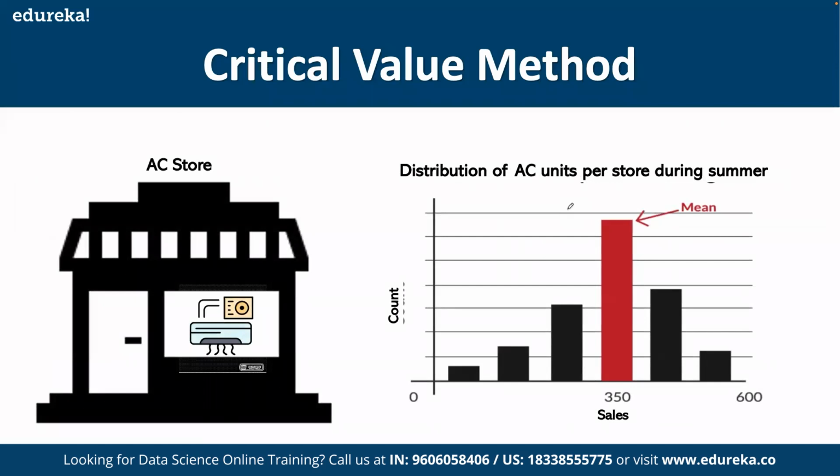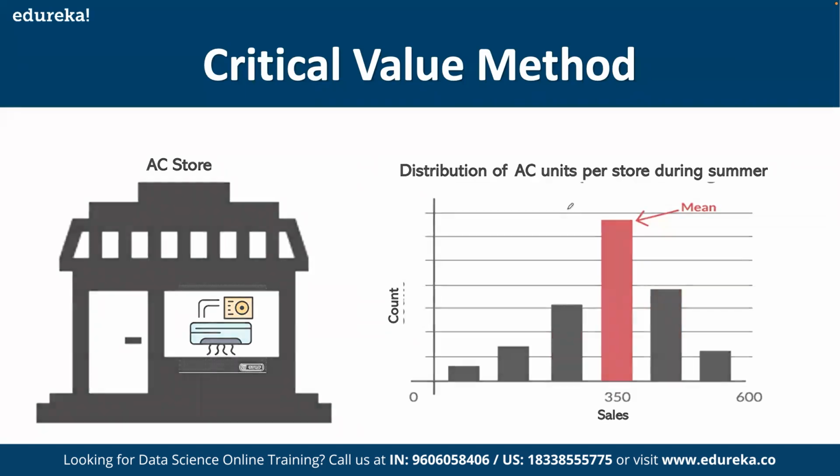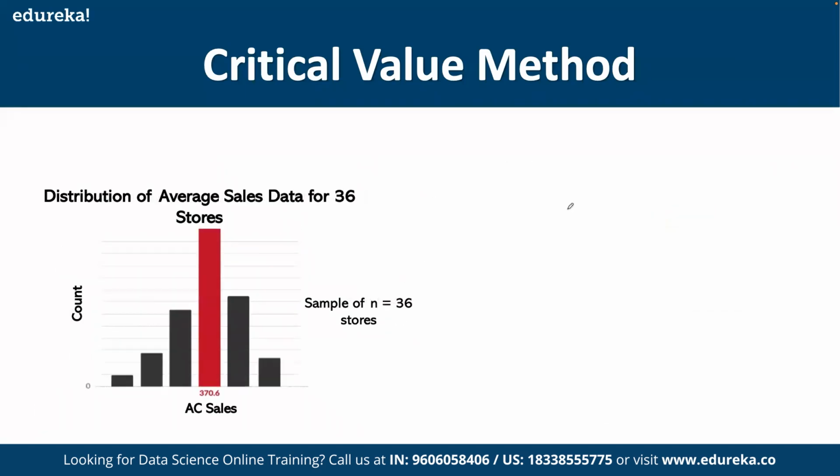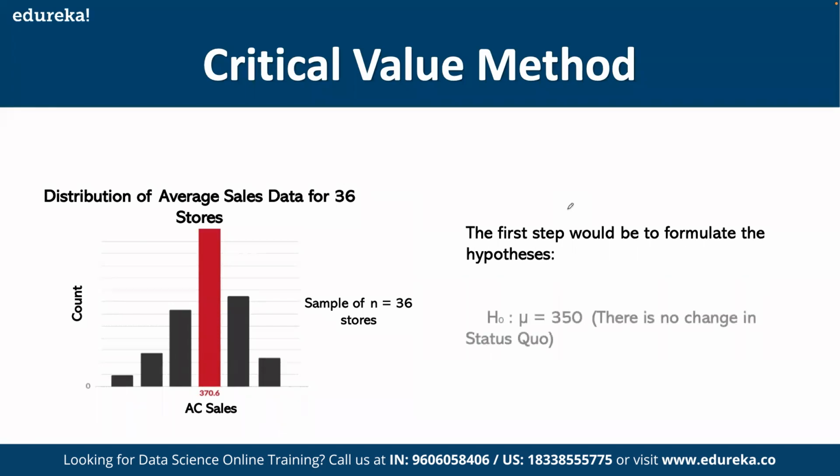Now, let's take up an example. Here, we have an AC store, and this data describes the distribution of AC units per store during the summer. Let's say we've got a sample of 36 stores. The first step is to formulate the hypothesis, so we'll define the null hypothesis and the alternate hypothesis.